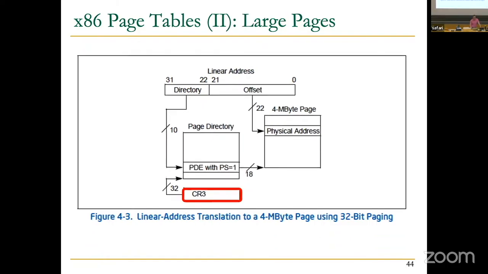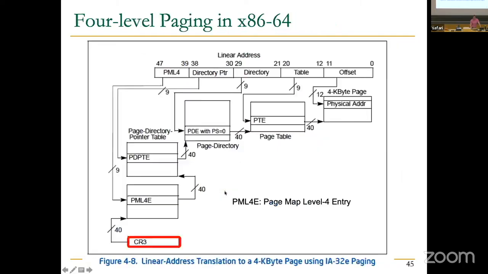But x86 actually has large pages also. This is a 4 megabyte page. Large pages are single level, as you can see, so you have a single level page table. x86 also has large addresses. This is a 48-bit address, and they have 4-level paging. Because I don't remember what PML4E means, I had to write it here: page map level 4 entry.